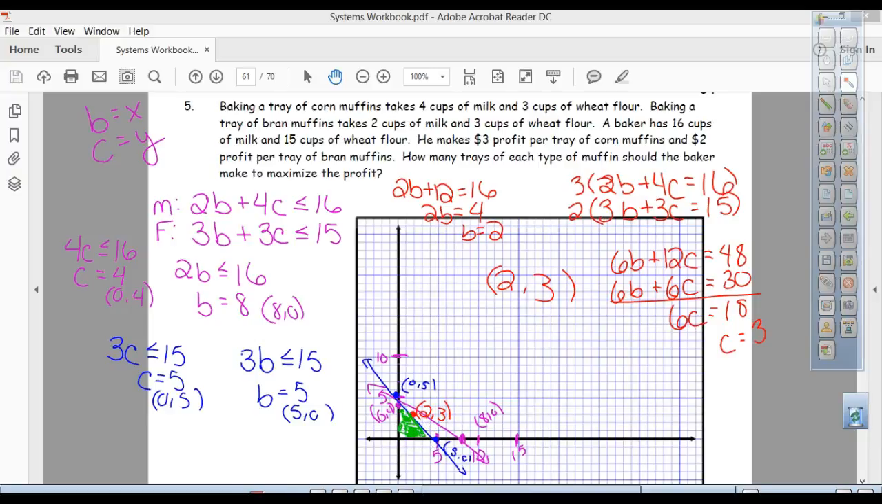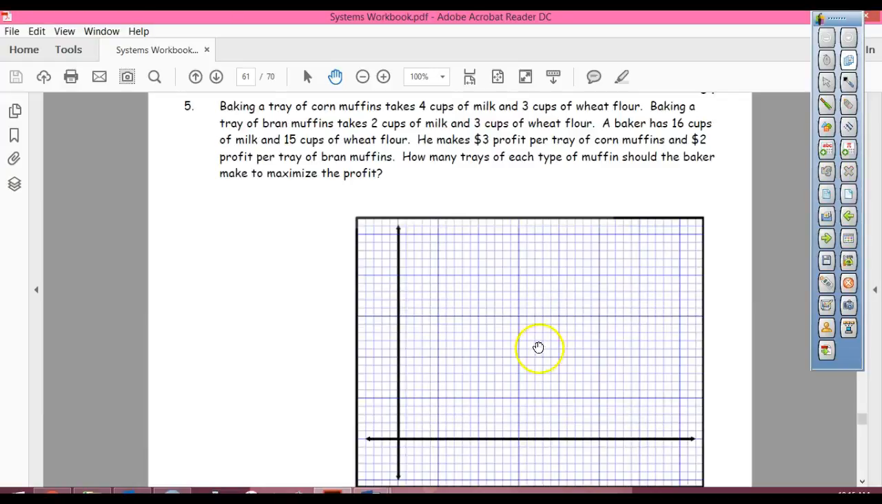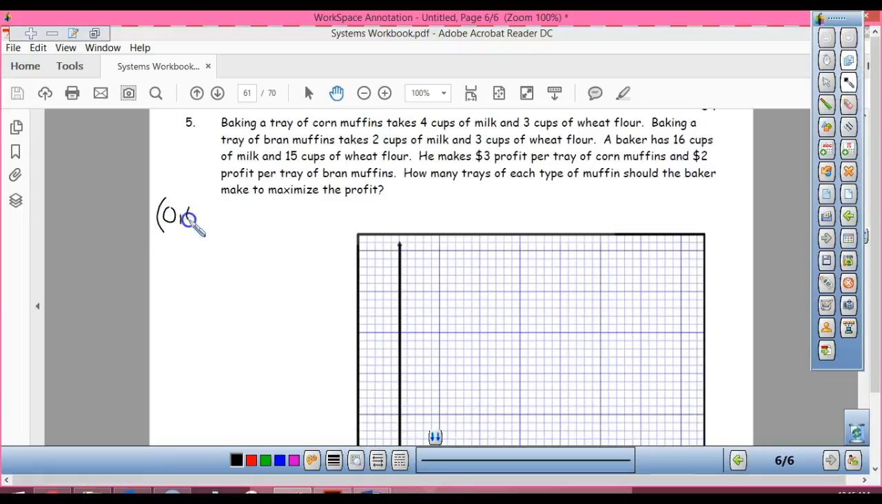This is where my profit is possible, right? What 3 points does that touch? What's my lowest pink point? 0, 4. So when we get our profit equation, we're going to test 0, 4. What else? 2, 3, and 5, 0. All right, so you guys just told me 0, 4, 2, 3, and 5, 0.